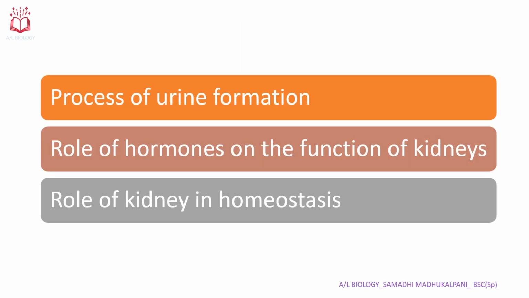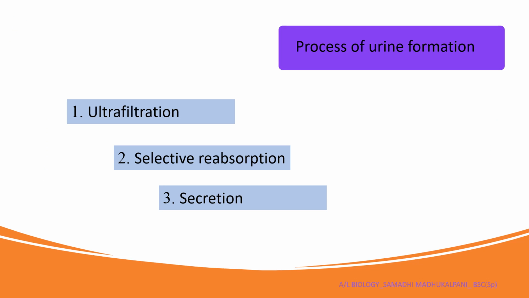Let's see what you are going to learn from this lesson: the process of urine formation, the role of hormones on the function of kidneys, and the role of kidney in homeostasis. Urine is formed inside the kidney. It happens in three steps: ultrafiltration, selective reabsorption, and secretion.